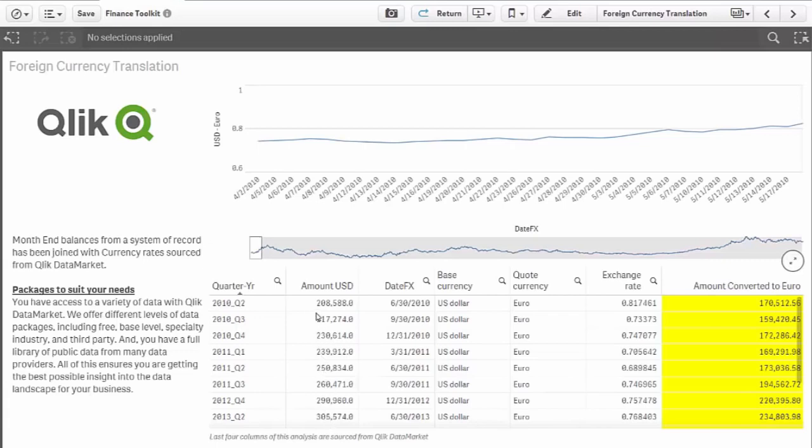And what I've done is I've actually gone out and utilized Qlik Data Market, and captured currency rates over that same period, and automatically merged that data with my balance data to give me an exchange rate for each one of those periods, and then I'm able to convert my numbers from US dollars to euros in this particular case. Qlik Data Market has a very wide range of currency translations available, and more information can be found on qlik.com.